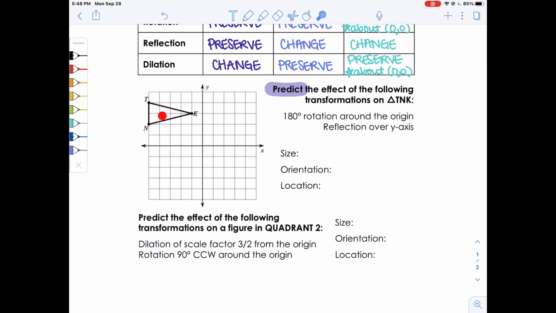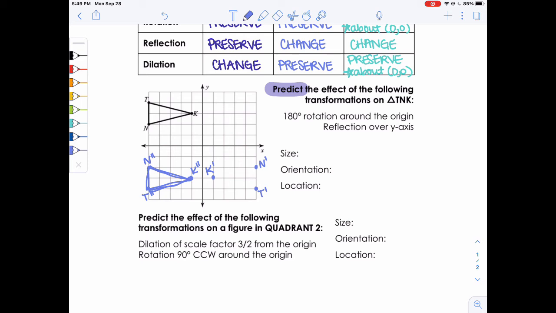So first, a rotation around the origin. Obviously, this shape is going to move 2 quadrants, so it is now going to be here. And then from there, we are doing a reflection over the y-axis. So as a really quick sketch, our shape would be right about here. This would be our K prime point, this would be our N prime point, and this would be T prime. Okay, and then we're reflecting over the y-axis. So here. Okay, so this is where it ends up.